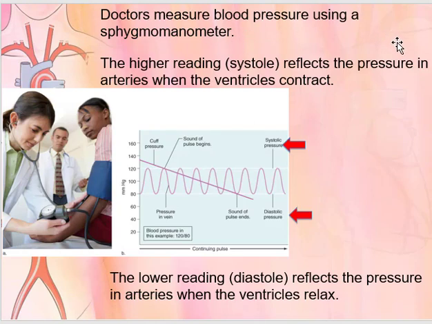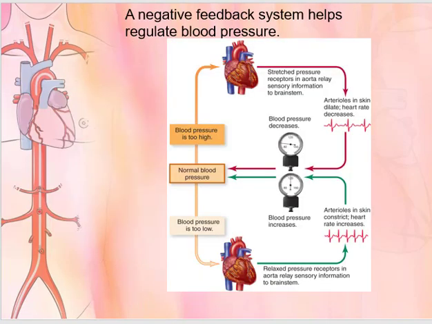Doctors measure your blood pressure using this thing here. It's a little arm cuff, sphygmomanometer. It's very hard to say. The higher reading, systole, reflects the pressure in the arteries when the ventricles contract, and the lower reading reflects the pressure in the arteries when the ventricles relax. So up here, they're contracting. Down here, they're relaxing. And the ventricles, again, are the ones in your heart.